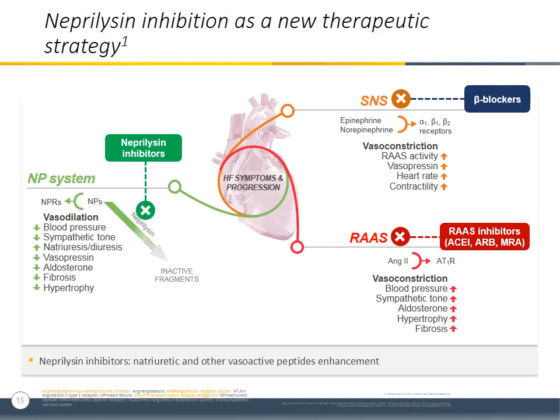One is ACE inhibitors, angiotensin converting enzyme inhibitors, and there is the ARB, angiotensin 2 receptor blocker, and also MRA, mineralocorticoid receptor antagonist. So these are also examples of RAS inhibitors. And in neprilysin inhibitors, this is also important. Neprilysin inhibitors enhance natriuretic and other vascular peptides. So this is the very classical and modern way for treatment of heart failure.